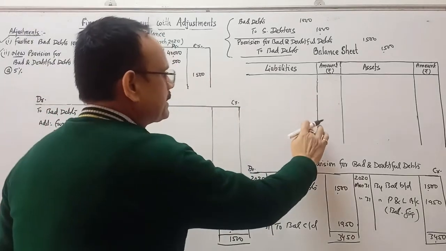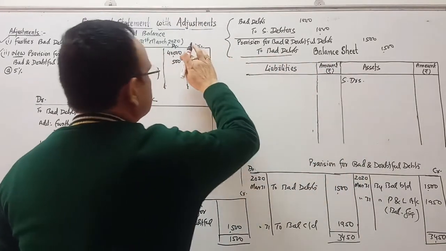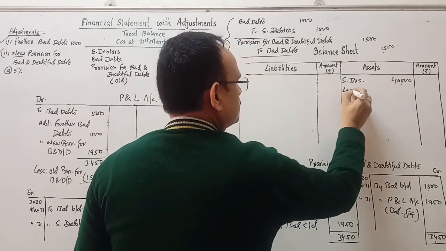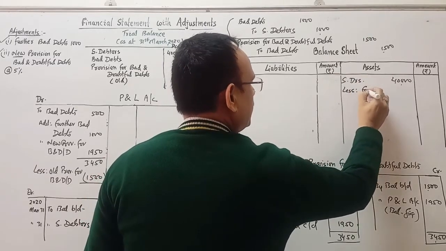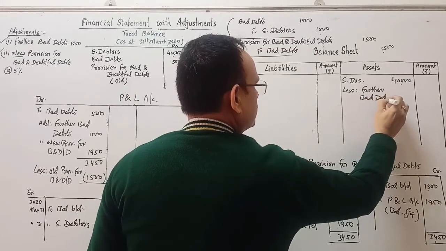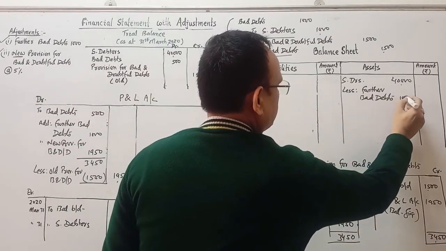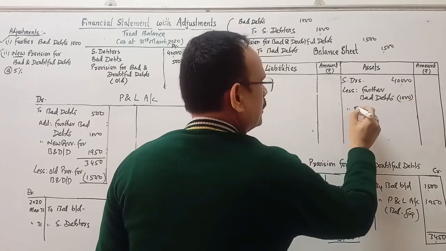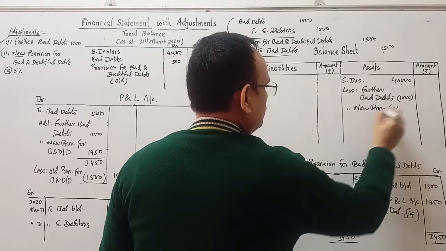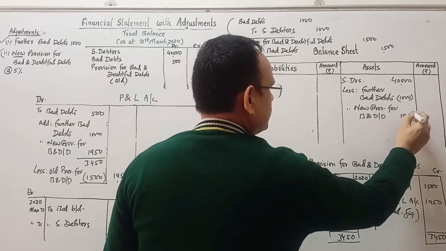In the balance sheet, come to the asset side. Sundry debtors is how much? Sundry debtors is 40,000, which is given in the balance sheet. Less further bad debts. Further bad debts is how much? Additional bad debts is 1000. You deduct it. Less new provision for bad and doubtful debts. New provision is 1950.